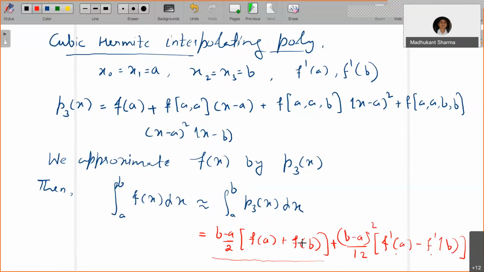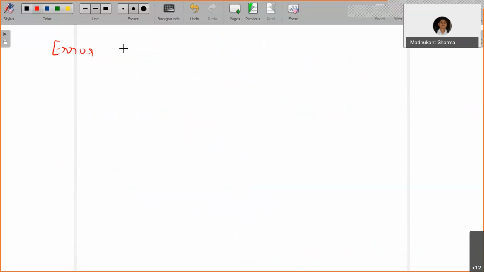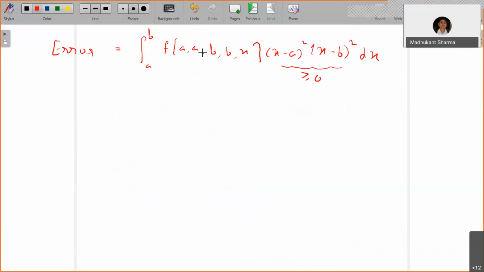Okay, so you can work out the error term as well here. If you look at the error term, the error is equal to integration a to b of f[a,a,b,b,x] times x minus a whole square into x minus b whole square dx. Now you can apply the mean value theorem here, because this does not change sign, and if you assume that f is four times differentiable, then it will assure the continuity of this divided difference. That is going to be given by the fourth derivative of f at some d, divided by 4 factorial, times integration a to b of x minus a whole square times x minus b whole square dx.